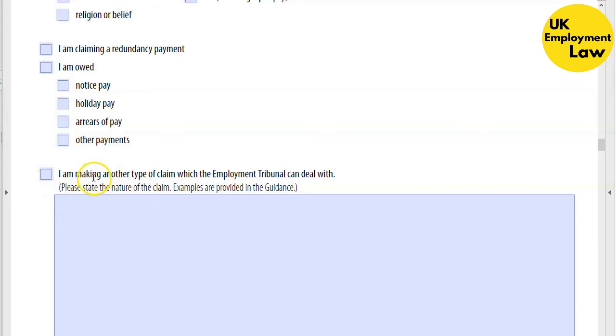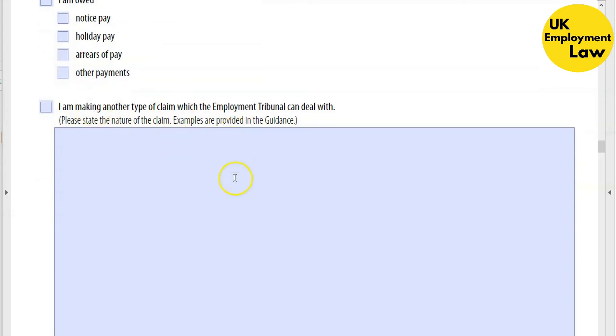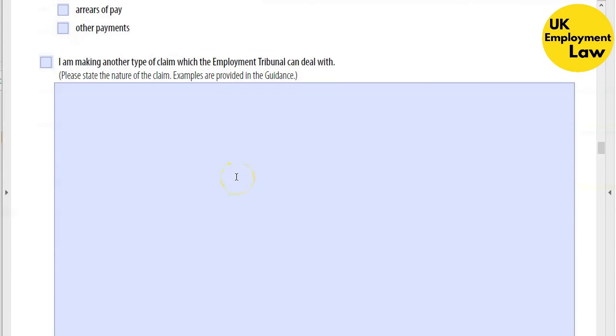Fifth box is about making other types of claims. For example, a whistleblowing claim that you suffered detriment because you made a protected disclosure. Please see again under types of claims for further details, where I have briefly introduced all these claims so that you are aware what they are and what is meant by these different discrimination, whistleblowing claims, etc.